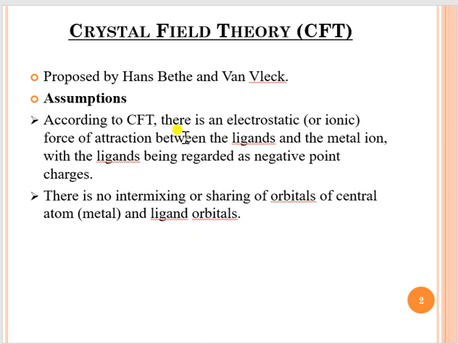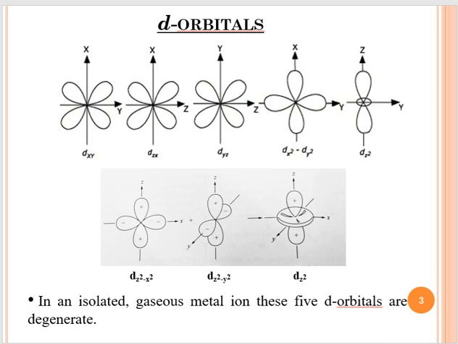According to CFT, there is an electrostatic or ionic force of attraction between the ligands and the metal ion, and the ligands are considered as negative point charges. Further, there is no intermixing or sharing of orbitals of central atom and ligand orbitals. I also explained to you the shape of d orbital, dumbbell shape structure.